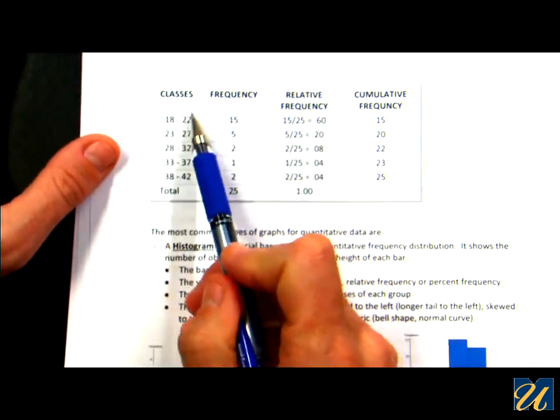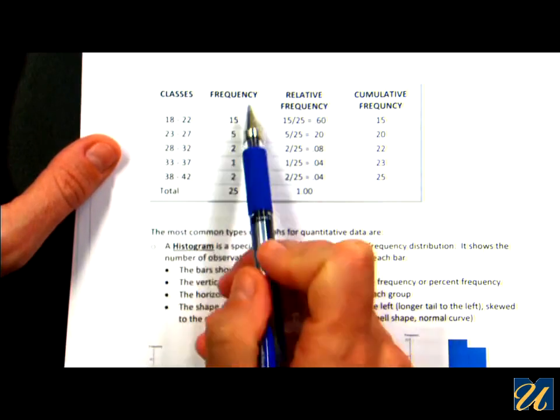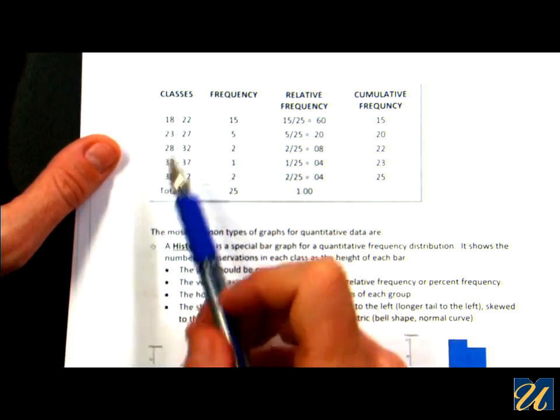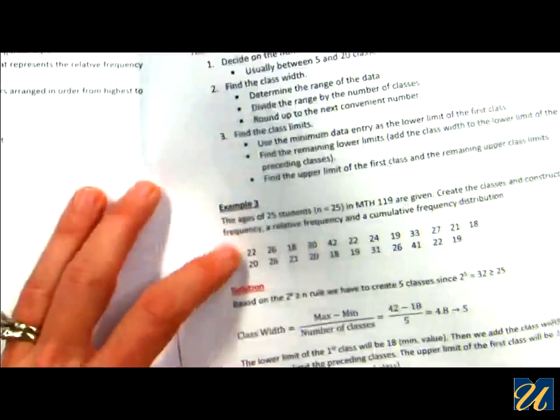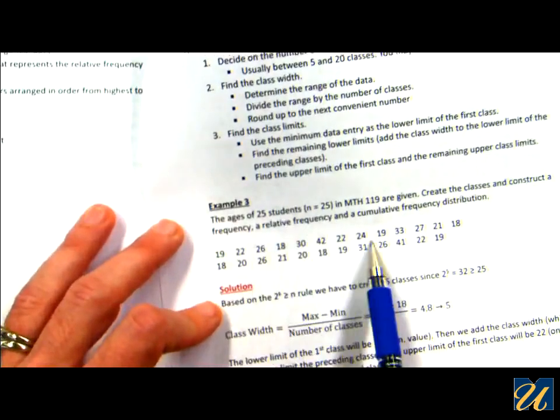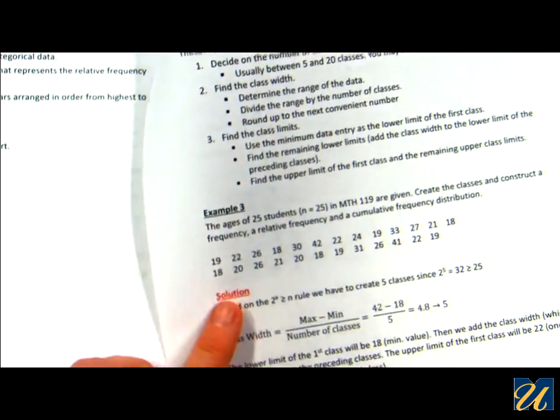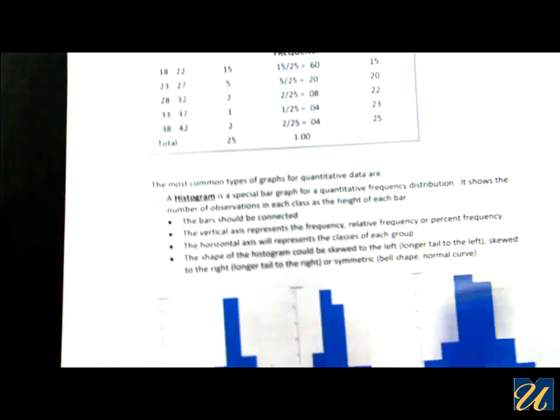So you create the classes. The next step is to find the frequency. How did I get this 15? Your first class is from 18 to 22. You will go back to your data set and count how many entries I have from 18 to 22, 18 and 22 included, and you will see that you will have 15 entries.